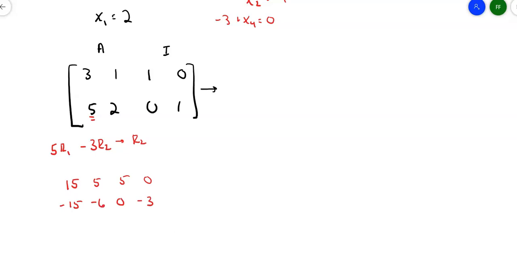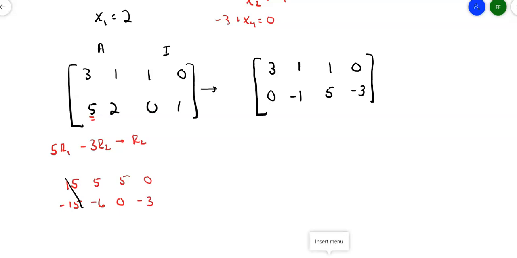All right, so in the first step here, row 1 remains exactly the same. 3, 1, 1, 0. The bottom row, add these two together. That becomes a 0. 5 minus 6 is negative 1. 5 plus 0 is 5. 0 plus negative 3 is negative 3.